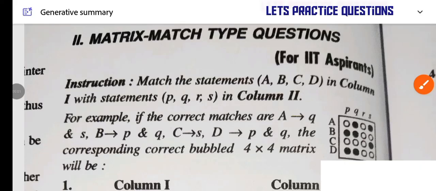Hello दोस्तों, today we will discuss 13 questions, out of which 3 are matrix match type questions and other 10 are comprehension type questions.